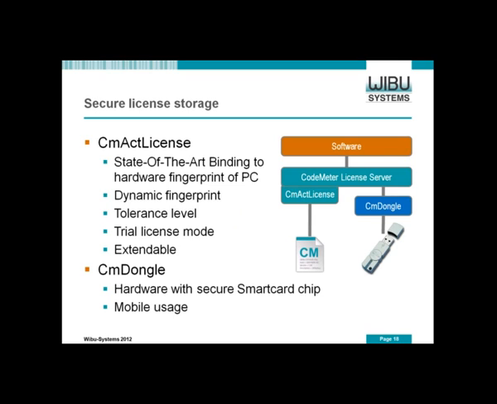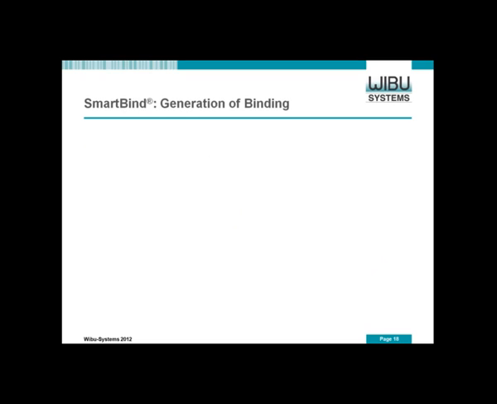The other way is what we call smart bind, which means we bind a license to the properties of the PC, of the computer. And smart bind means we have a dynamic fingerprint. So it's not static, like maybe you have made your own homegrown solution and you say, okay, I will use the hard drive or I will use the MAC address, and that's it. In case of smart bind, we will use a lot of different properties, and there is a tolerance level, but we will see a little bit more details about this CodeMeter smart bind on the next slides. So let's take a look.